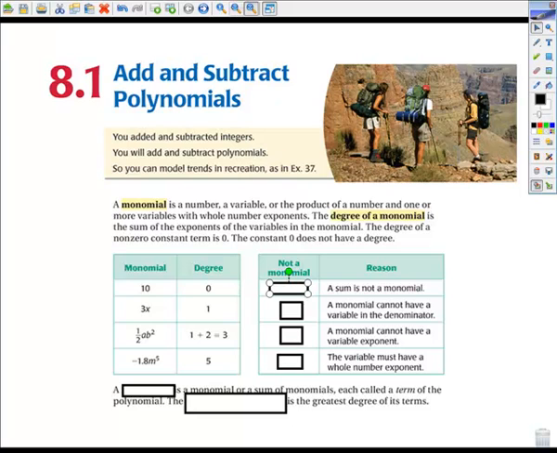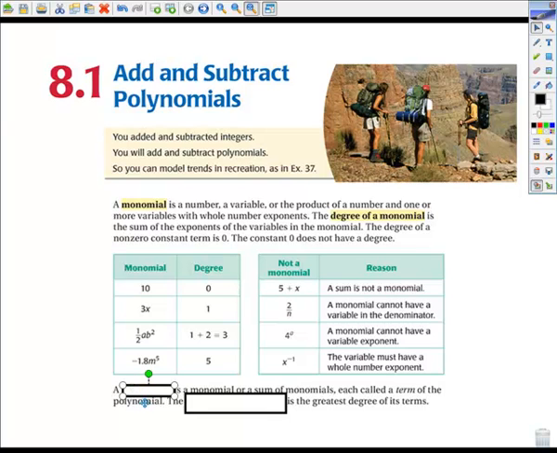Here are examples of non-monomials. A sum is not a monomial because a monomial is one term, and this happens to be 2 terms. Here, a monomial cannot have a variable in the denominator, so this is not a monomial. Another one, 4 to the a. The monomial cannot have a variable exponent. If you have a variable exponent, we're going to end up with an exponential function. And another one, x to the negative 1. The variable must have a whole number exponent, not an integer exponent.